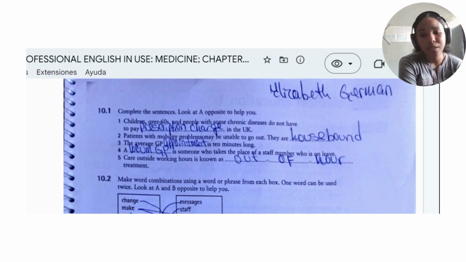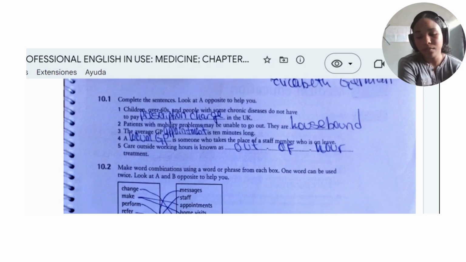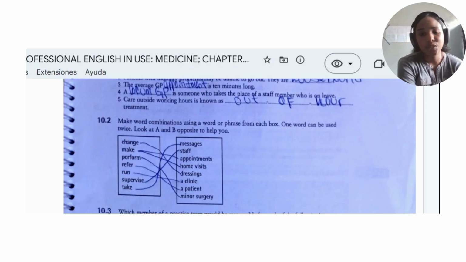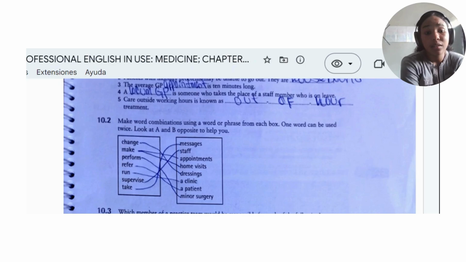A locum GP is someone who takes the place of a staff member who is on leave. Care outside working hours is known as out-of-hours treatment. Make word combinations using a word or phrase from each box. One word can be used twice.